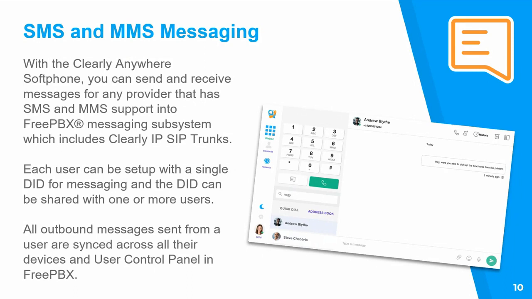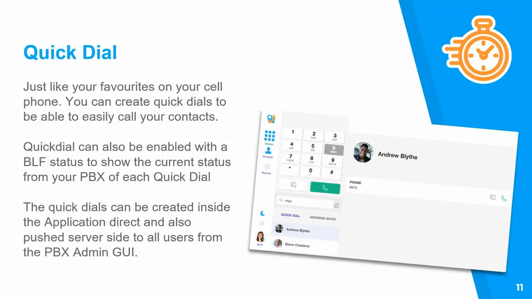So a lot like the Apple iMessaging experience or the Android RCS, it's very intuitive and works seamlessly. Clearly Anywhere offers full quick dial capability. Quick dials aren't necessarily contacts, they're just numbers that you call often.